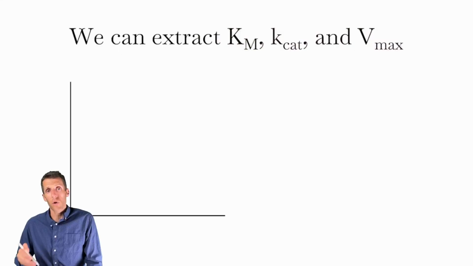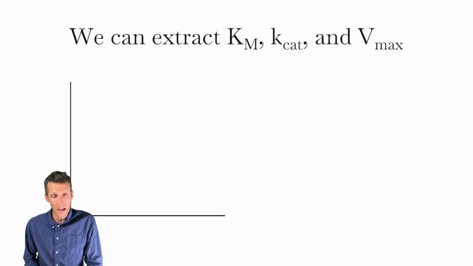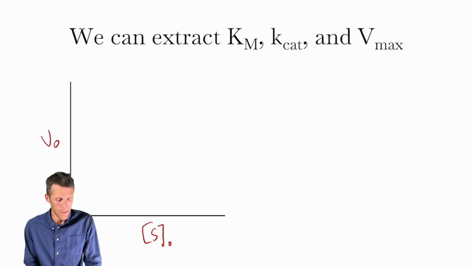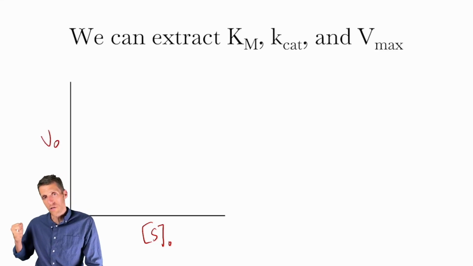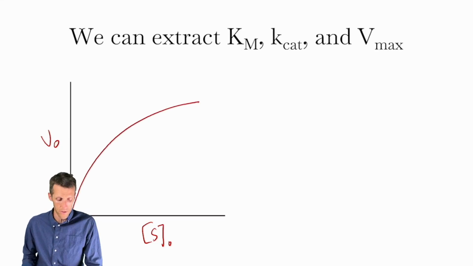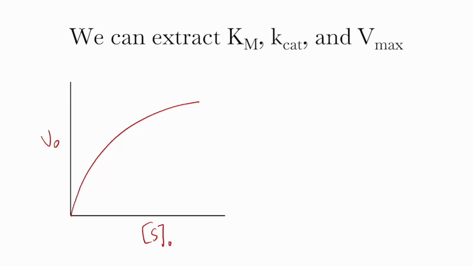So we can extract Km, Kcat, and Vmax from a curve. And just a quick reminder, this is S naught, this is V naught, the initial velocity of a reaction started with a known quantity of substrate. And this has the following shape where it saturates over concentration. Turns out that we can extract all of these values from this. So first, let's talk about this at the top. This is basically the maximum velocity that this reaches.